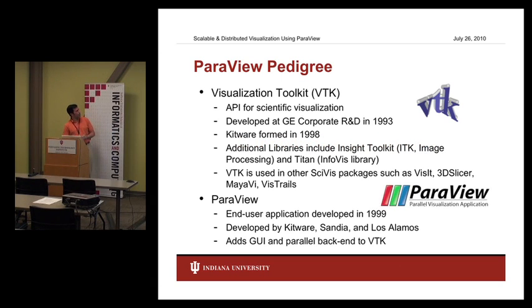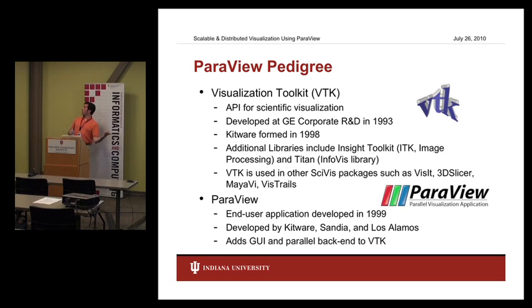Paraview is built on top of the Visualization Toolkit, which has been around since 1993, coming out of GE Corporate Research and Development. They spun off into a company called Kitware in 1998, and have gone on to make a number of other really interesting APIs, including the Insight Toolkit, which is funded by the NIH for doing image data, and more recently, in conjunction with Sandia National Labs, Titan, so they're doing InfoVis.